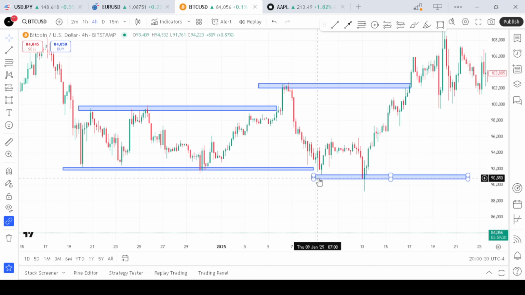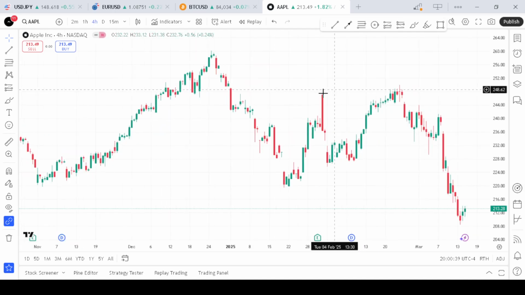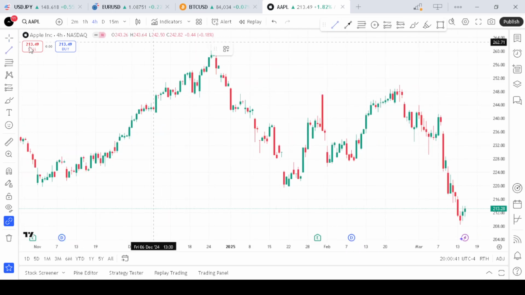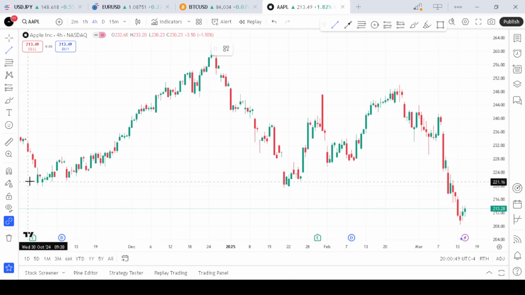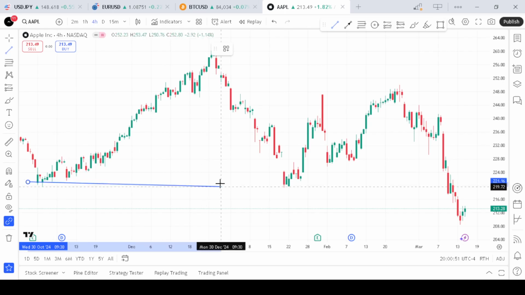For instance, if you notice that price has been bouncing off a certain level multiple times without breaking through, you can draw a horizontal line to mark that area. Now let's use a horizontal line for our stock chart. In an area that we notice price has been bouncing off, we can mark this area with a horizontal line.